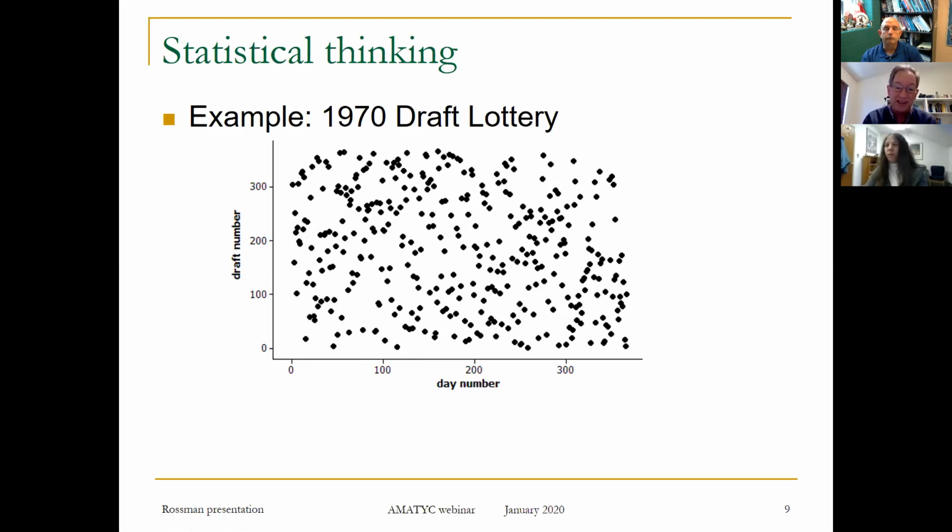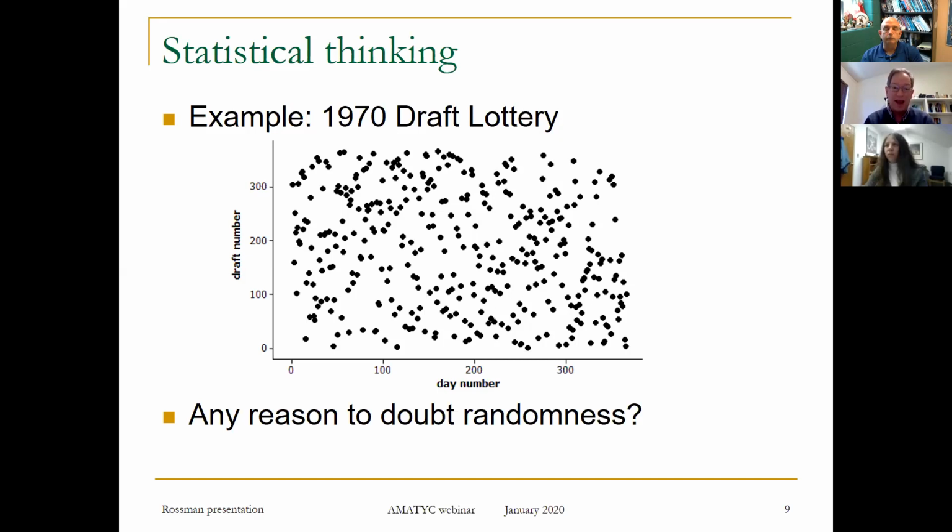The first question is, what do you see in that graph? Is there any reason to doubt that this was a fair random lottery process? And pretty much everyone, when they first look at this graph, says, it sure looks like random scatter. There's nothing suspicious here. Should it look like random scatter? Sure, if it's a fair random lottery, there shouldn't be any pattern in this graph. So that's what students pretty much always say.